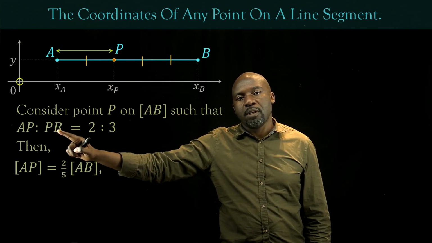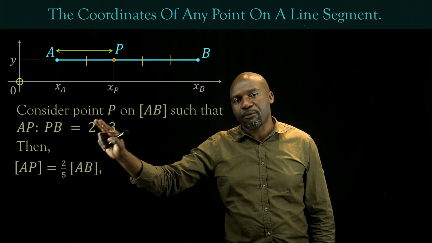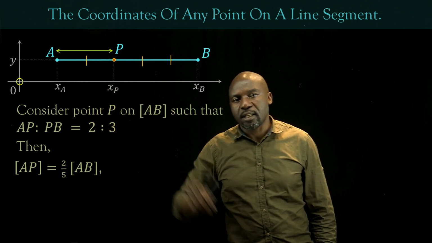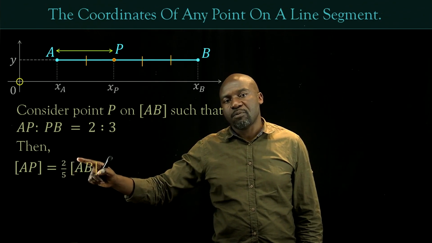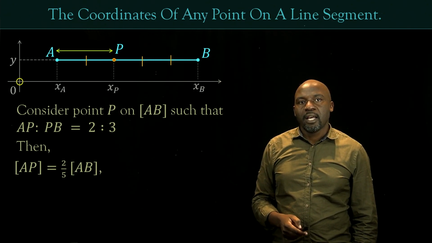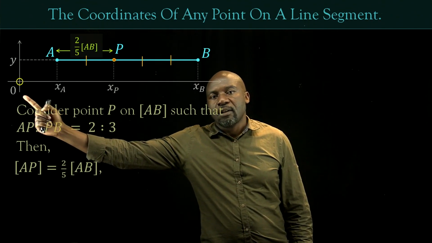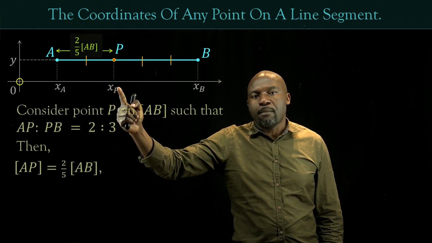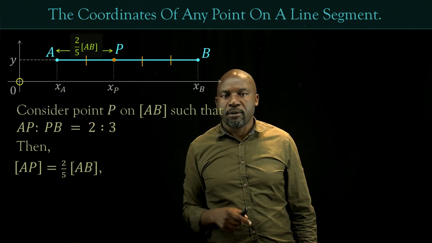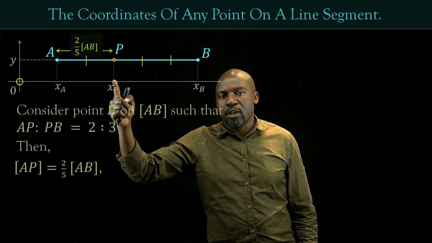So AP to BP split up that length in the ratio 2:3, which means there are 5 parts, so that AP takes 2 of them and PB takes 3 of them. And so the length AP must be 2/5 of the length AB. And because of that, we can now reason that the distance OP must be the distance OA plus the distance AP. Now the distance OP, which is what we are looking for, is the x-coordinate of point P.